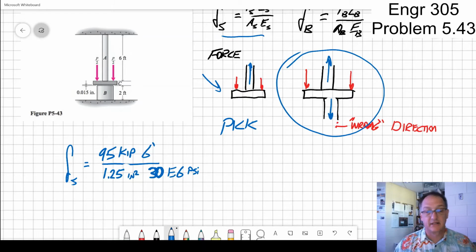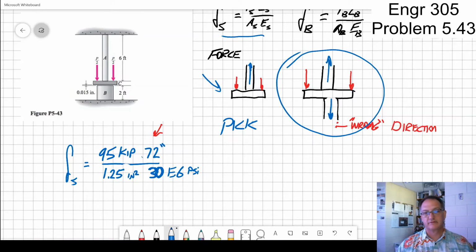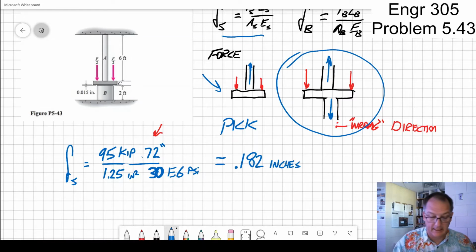Now, this is in feet. The 6, I point, and you guys can't see where I'm pointing, but I point at the 6 feet and go, yeah, I can't do that. That's got the wrong units. So let me get rid of 6 feet and put in 72 inches, 6 times 12. And now I've just got it in there right away. Let's calculate that a second. And I calculated 0.182 inches. So that's big. That's a big deflection.